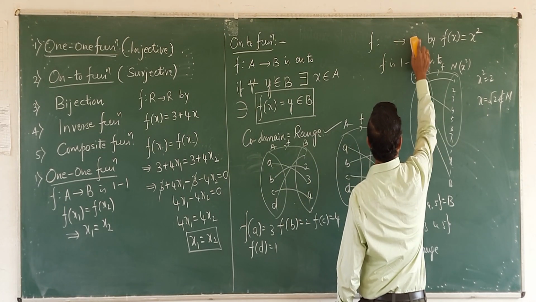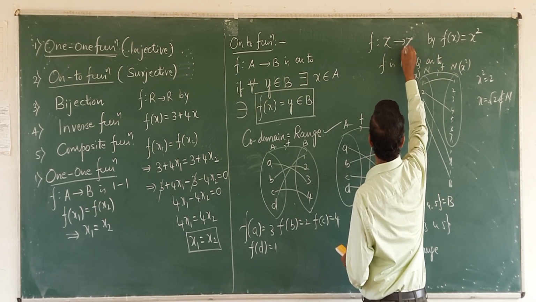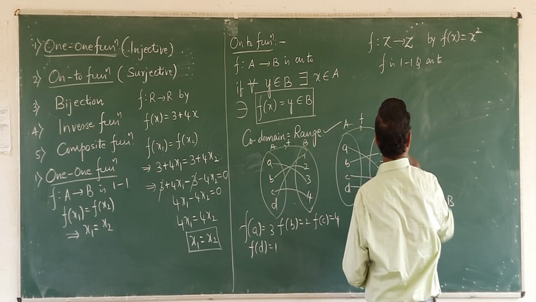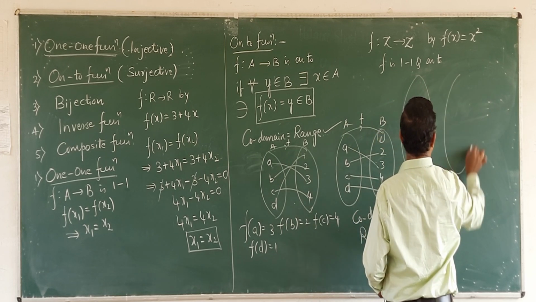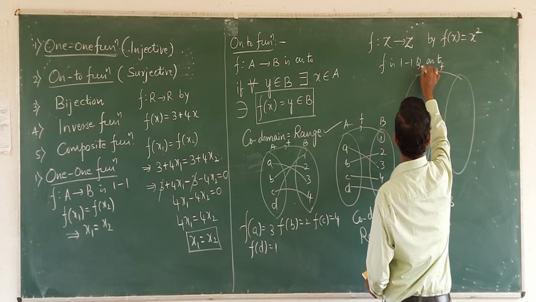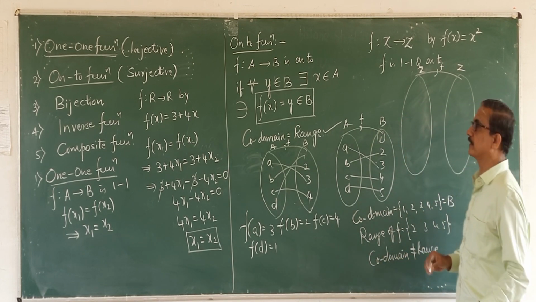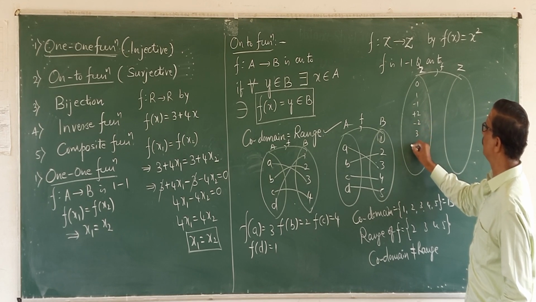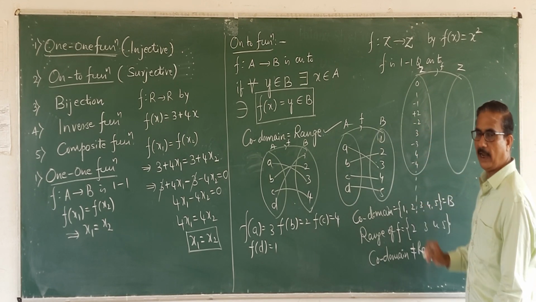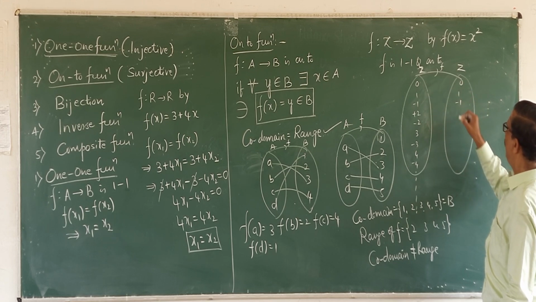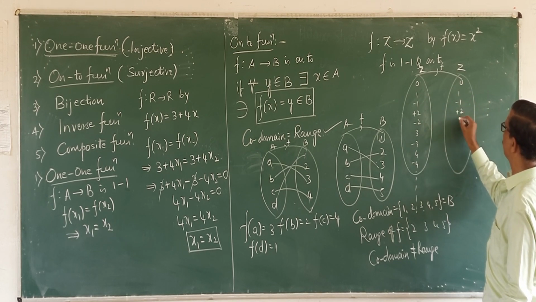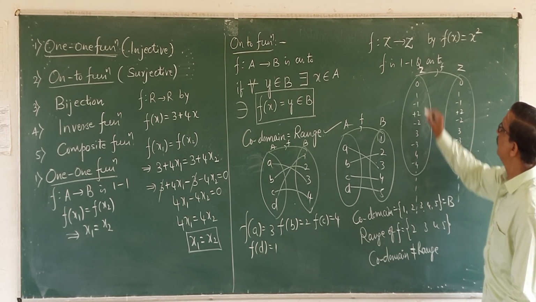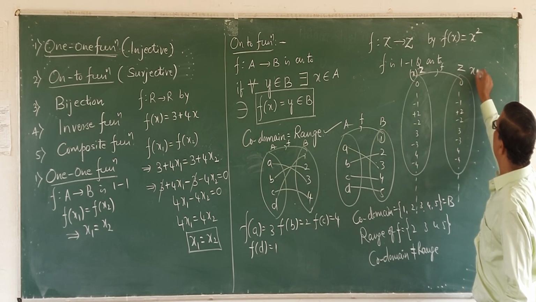Instead of natural numbers, R to R or Z to Z, set of integers to integers, defined by f of x equal to x square. Verify: is it 1-1 as well as onto or not? Check. f from Z to Z, set of integers to integers. What are the integers? 0, plus 1, minus 1, plus 2, minus 2, plus 3, minus 3, plus 4, minus 4 and so on. Here also the same numbers. Check it. This is the x domain and x square is the codomain.